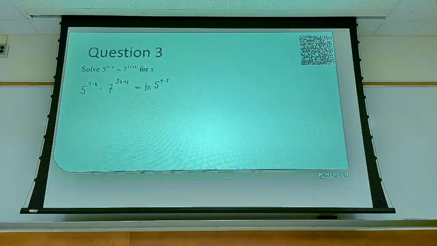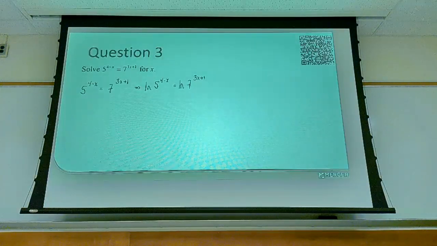So we're taking the natural log of both sides. Let's go with that. Okay, now why natural log? It's just because that's the best. Like I said, it doesn't matter what base you use. You can use whatever base you want. It'll all work out to be the same.